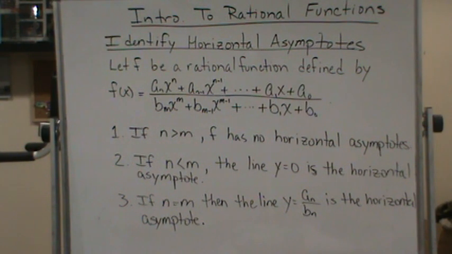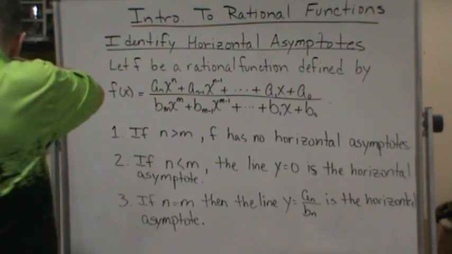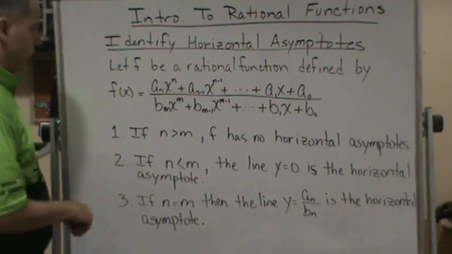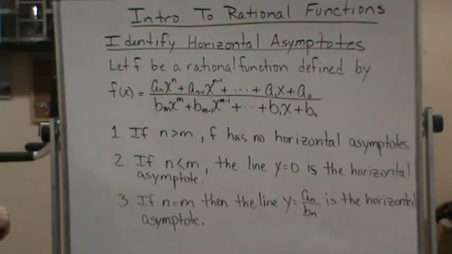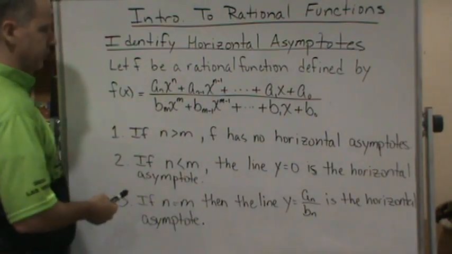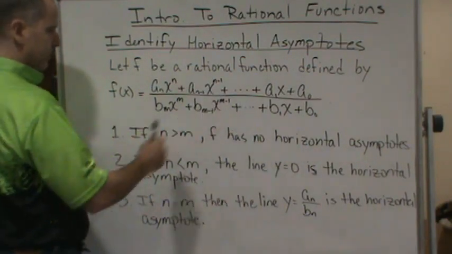All right, welcome back. And now what I'm going to talk about is how to identify horizontal asymptotes. So first of all, we are given the rational function defined a little differently, right? So we have two polynomials here. It says let f be a rational function defined as such.